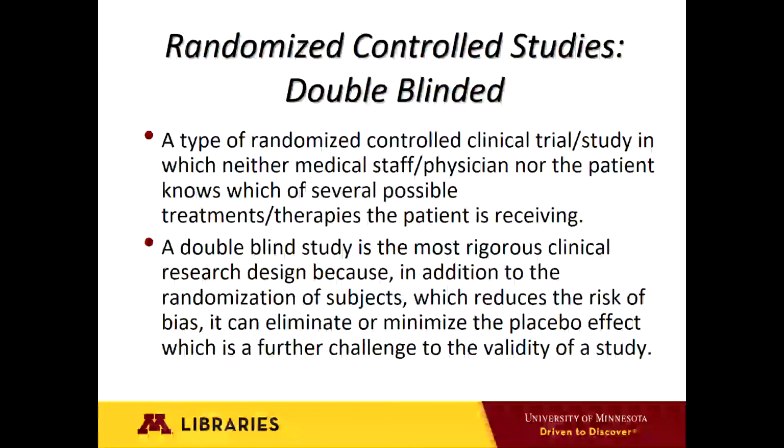A double-blind randomized control trial is the type of RCT in which neither the medical staff or physician nor the patient knows which of the possible several treatments or therapies the patient is receiving. A double-blind study is the most rigorous clinical research design because in addition to the randomization of subjects, which reduces the risk of bias, it can eliminate or minimize the placebo effect, which is a further challenge to the validity of the study.